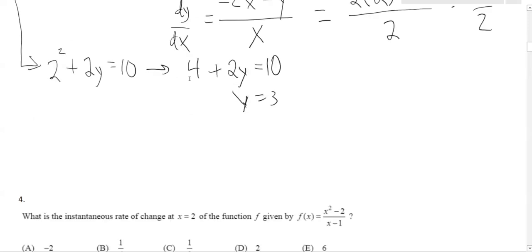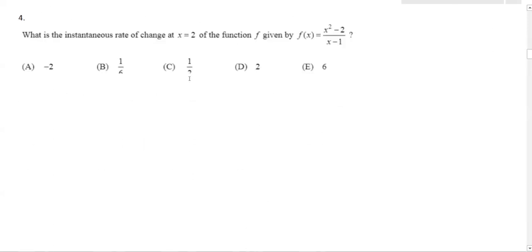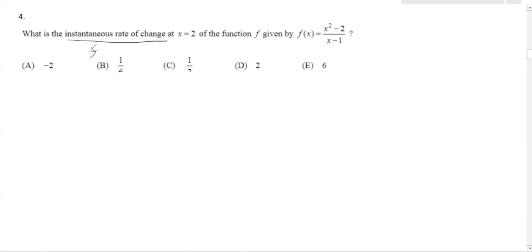Okie dokie. All right, number 4. What is the instantaneous rate of change at x equals 2 of this function? Instantaneous rate of change just means get the derivative and evaluate it at 2. To get the derivative here, I see I cut my bottom numbers off here, but it's going to be okay.